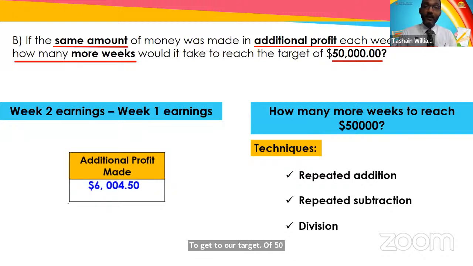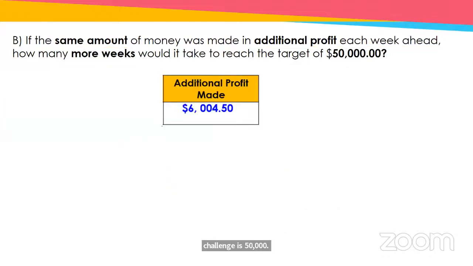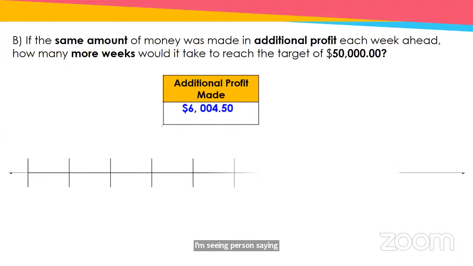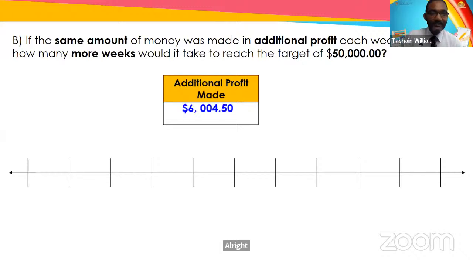Boys and girls, if it's under 50,000 when you add it up, it means you have another week to go. If you go over 50,000 a little bit, it's still fine, because you're making a profit of 50,000 or more. You have to bear that in mind. We can't sell less than 50,000, because the challenge is 50,000, so it must be 50,000 or more. I'm seeing a person saying 8 weeks, somebody say 9 weeks. Let's see if they're really correct.